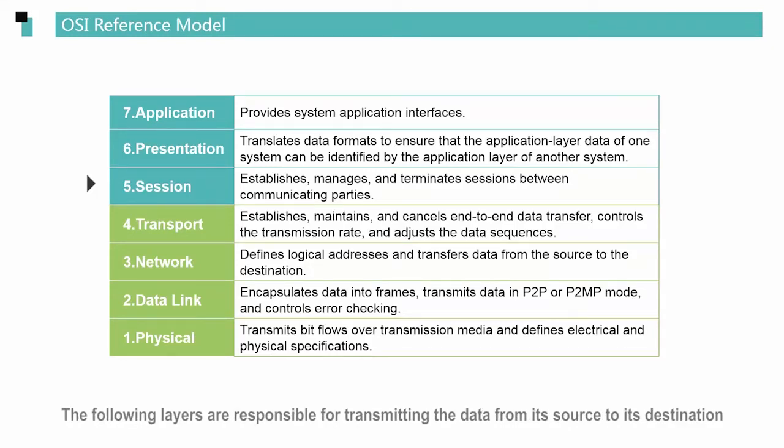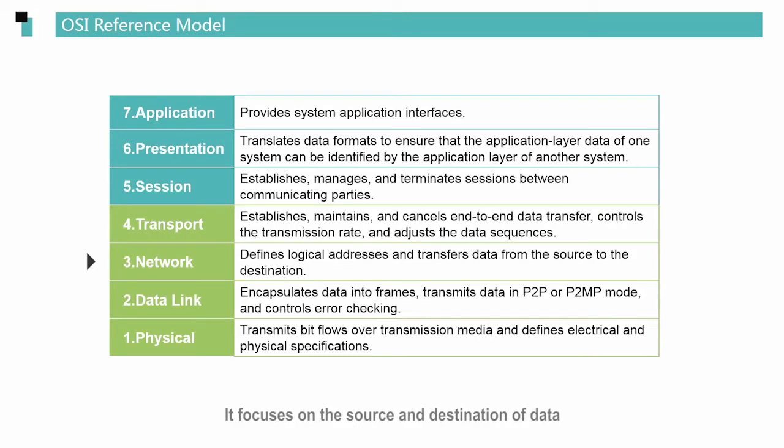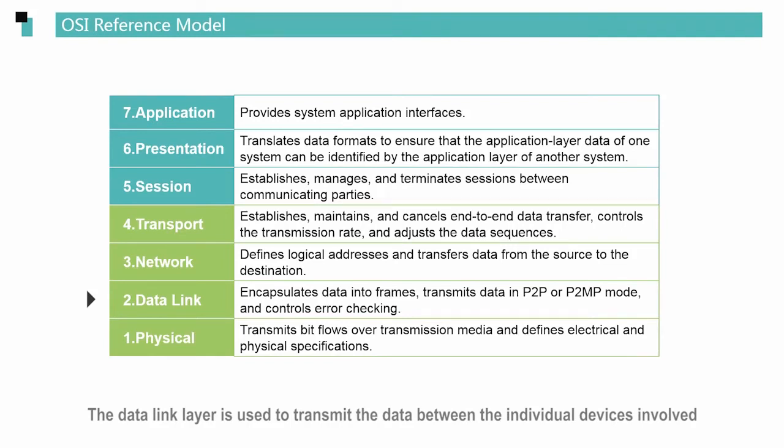The following layers are responsible for transmitting the data from its source to its destination. The transport layer provides reliable or unreliable end-to-end data transmission. The network layer provides data addressing and routing and supports routing protocols. It focuses on the source and destination of data. For example, the source may be a user's PC in China, and the destination may be a user's PC in the USA. In this example, data can't simply be sent directly from the PC in China to the PC in the USA. The Data Link Layer is used to transmit the data between the individual devices involved.